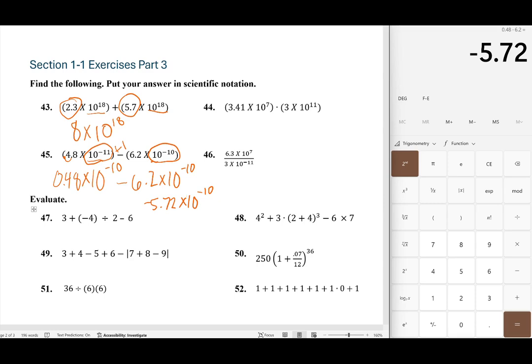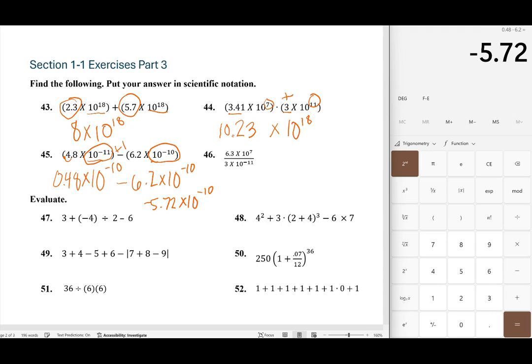Alright, number 44 and number 46, we're going to deal with the numbers that are not 10, and then we'll deal with the exponents. So we're going to multiply 3.41 times 3. And you put that in the calculator, you get 10.23. And whenever you're multiplying with exponents, you're going to add the exponents. So 10 to the 18th.